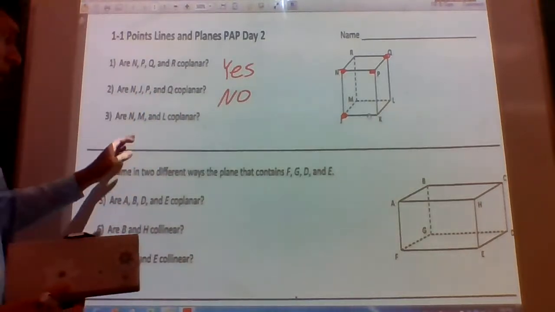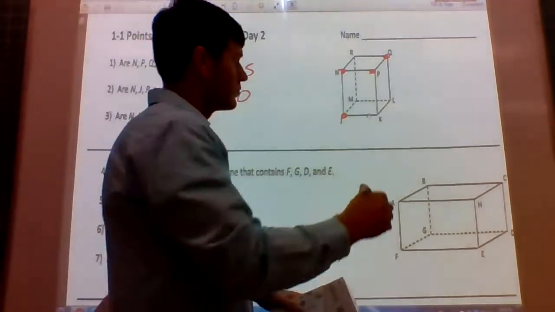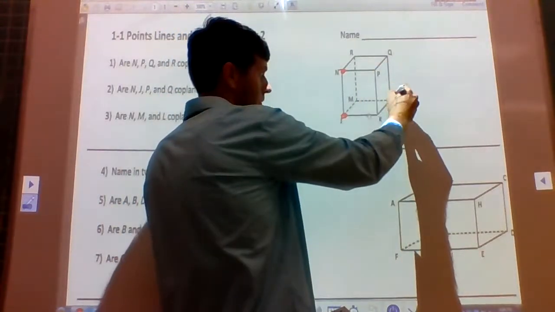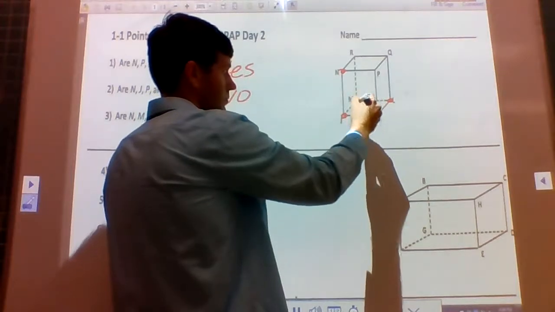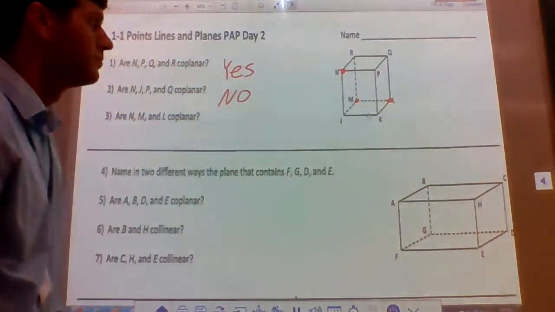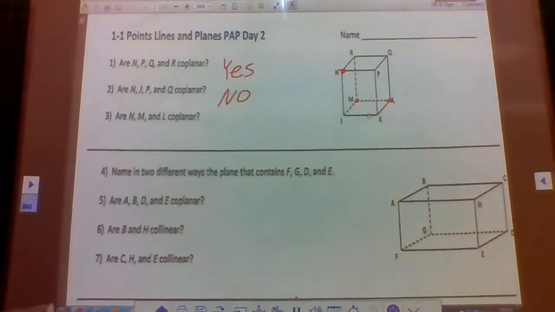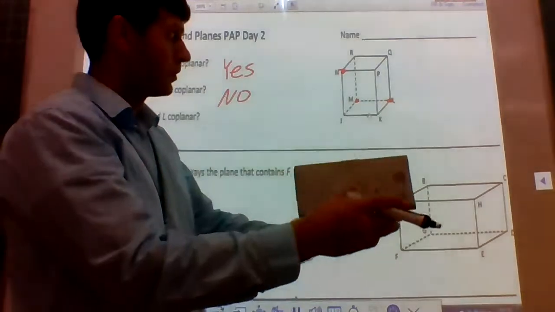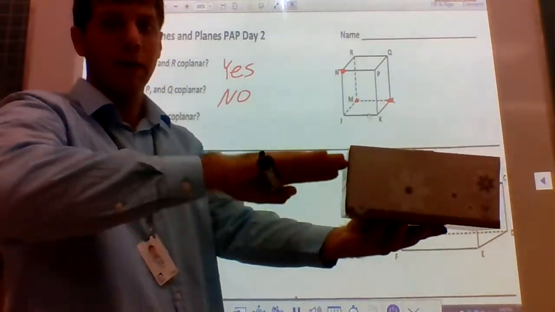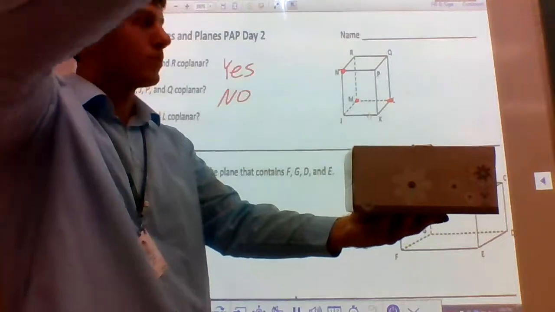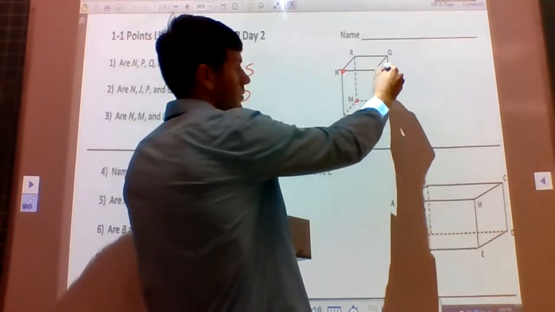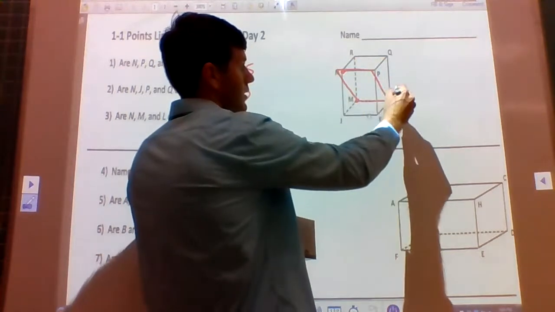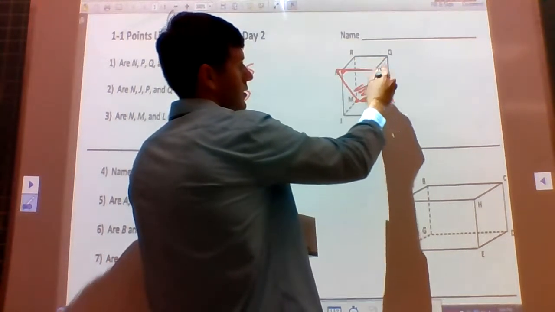Okay, are N, M, and L coplanar? It's not drawn in here, but they are coplanar. If you imagine going from the back of the cube and coming on a diagonal up through the cube, that would be the plane. It would come up through here. That would be the plane.